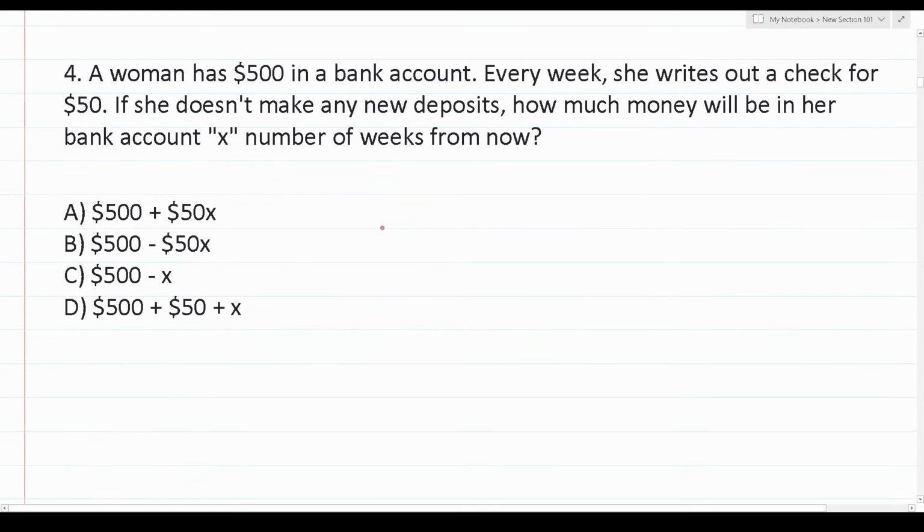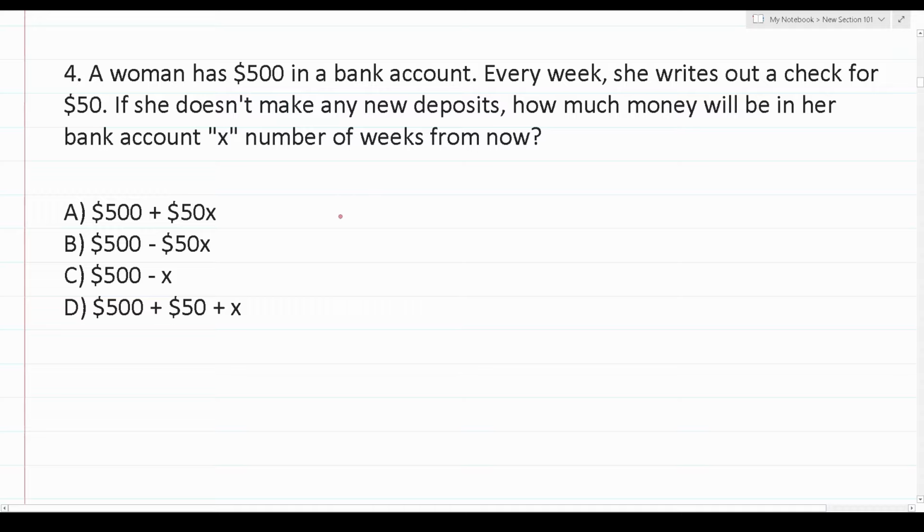Number 4 says a woman has $500 in a bank account. Every week she writes out a check for $50. If she doesn't make any new deposits, how much money will be in her bank account X number of weeks from now? All right, so once again, we have to take a statement and convert it into an algebraic expression. And in this case, it's actually pretty easy to do.